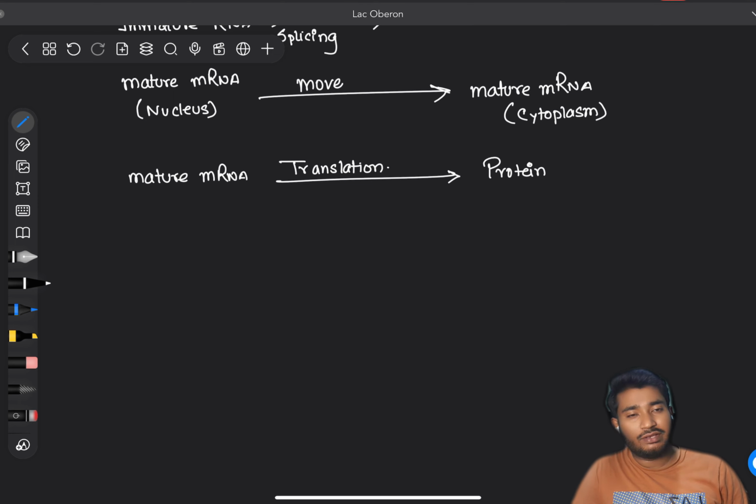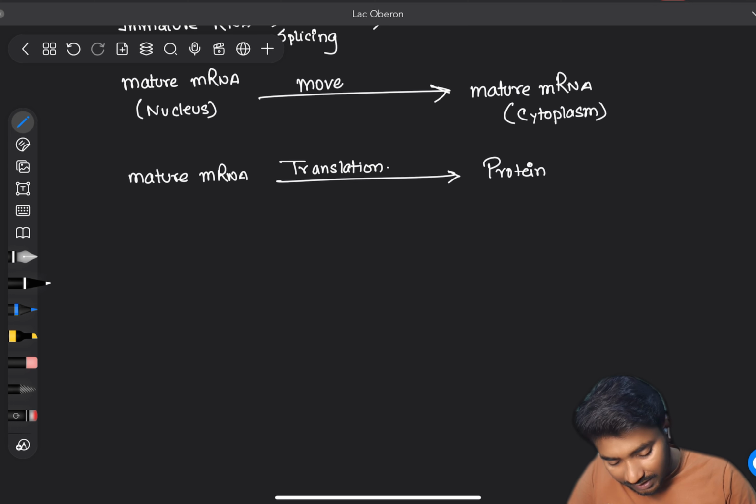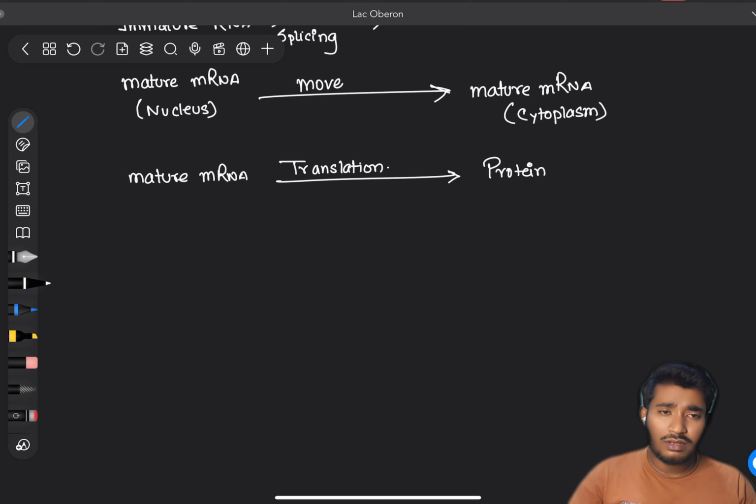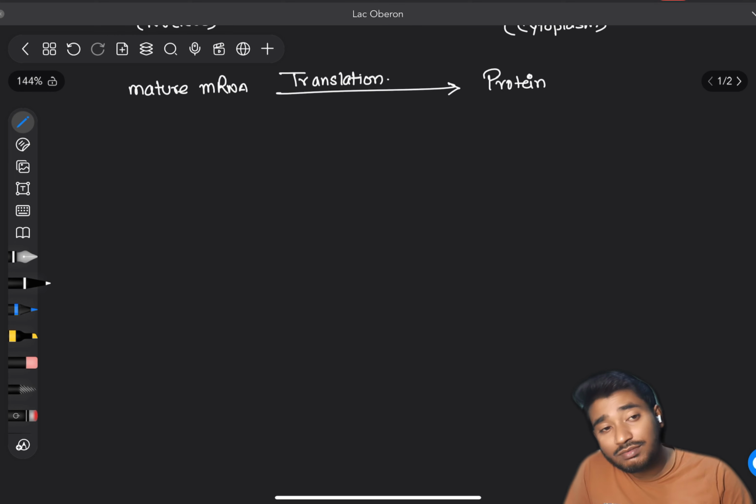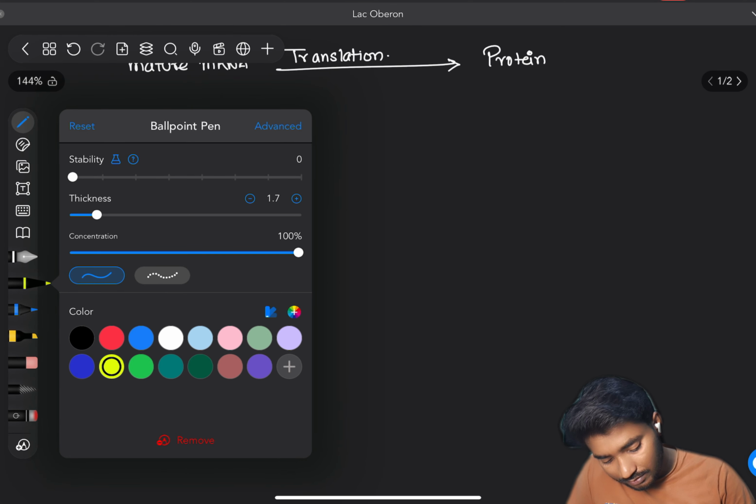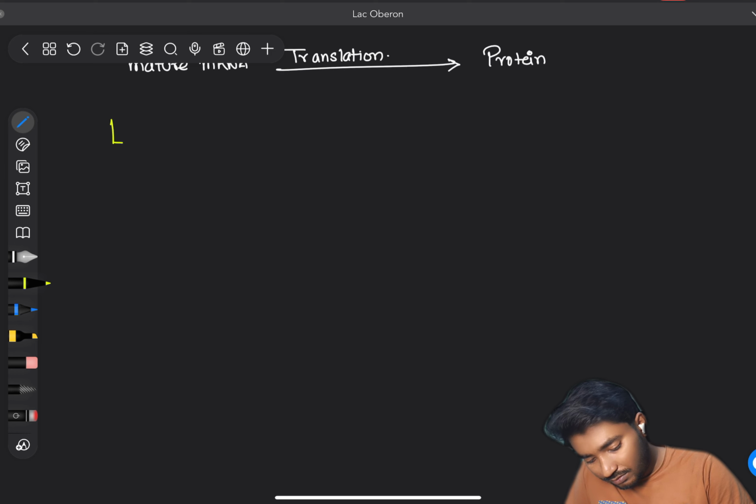In the prokaryotes, this is going to be a part of the eukaryotes. In case of the prokaryotes, the dominant site is the initiation of transcription. Now comes to the Lac Operon.